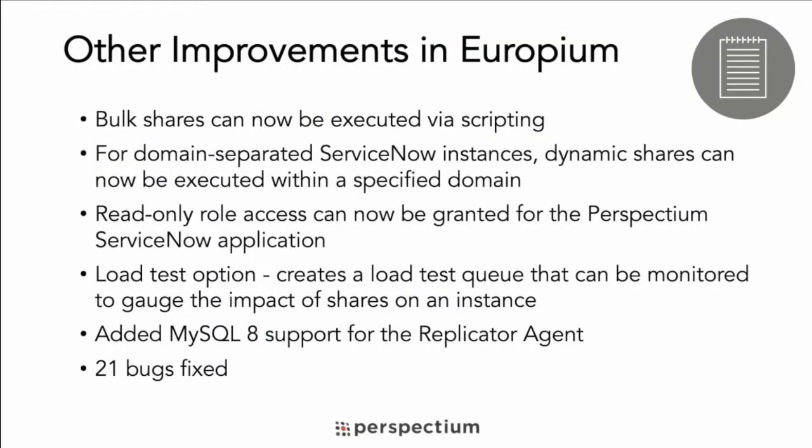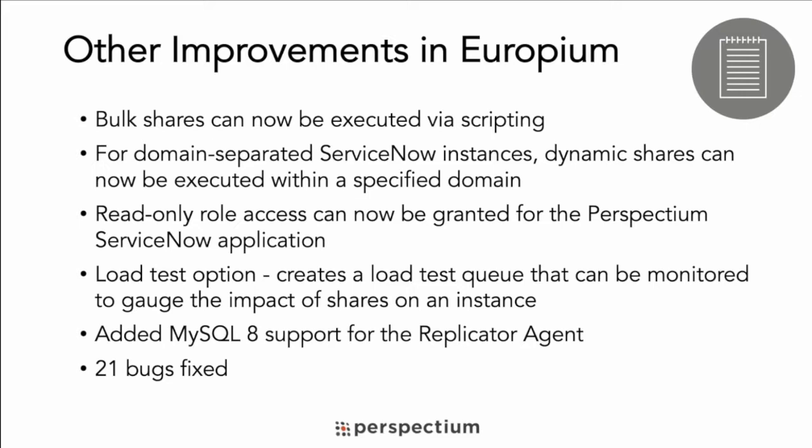I guess we've covered the four main themes of the Europium release, but there's a few other things that we did as well, and we'll just step through these really quickly. But first of all, bulk shares can now be executed via scripting. So the new Perspectium bulk share object provides a way to access the bulk share configuration record and make changes to it in server-side JavaScript.